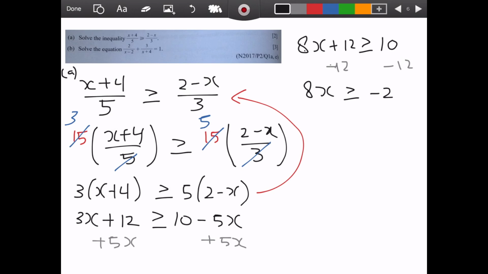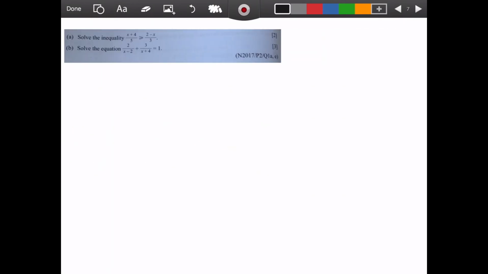Now you'd like to have just the x on the left hand side. So you divide the whole thing by 8 and also the right hand side by 8, and what you get is x more than or equal to minus 2 over 8. If you simplify it, it will be minus 1 over 4. Alright, so now let's look at part B. Part B says solve the inequality 2 over (x minus 2) plus 3 over (x plus 4) equal to 1.